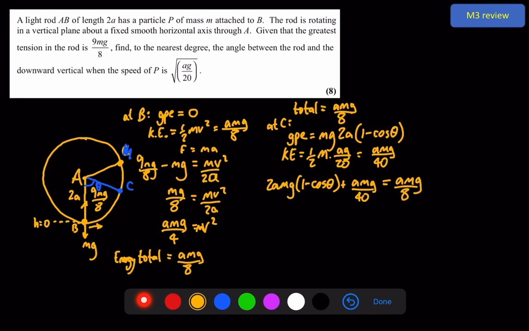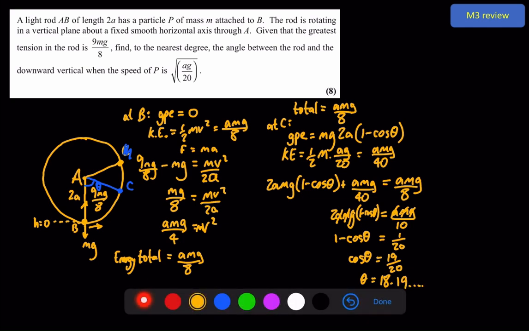Now I can rearrange this. 1/8 minus 1/40 is 1/10. And we've got 2amg times 1 minus cos theta, squeeze that in there. The amg's all cancel. That's great, so that's 1 over 20 equals 1 minus cos theta, so cos theta is 19 over 20, which gives me a theta of 18.19... and they want theta to the nearest degree, so theta is 18 degrees to the nearest degree, so we're right to use the acute angle here.